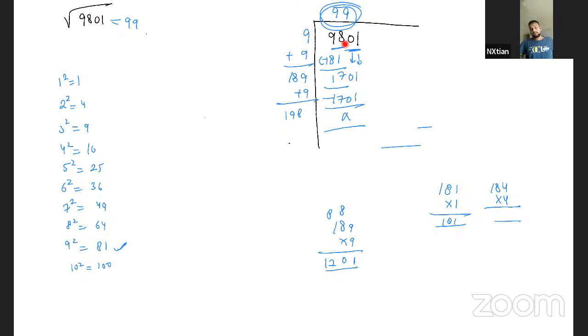First we did the pairing. From the right-hand side I did pairing, so it becomes 98, 01. Then I wrote the square root of the numbers. 9 squared is 81, which is smaller than 98, because 10 squared is 100, which is greater. So I chose 9 squared, 81. 9 nines are 81. Then when I subtract, I got 17, and 01 just came down.